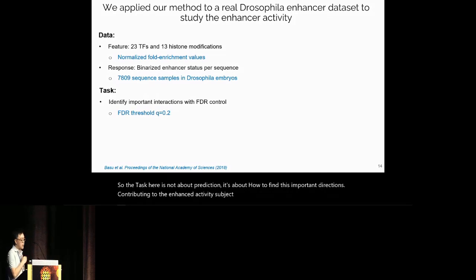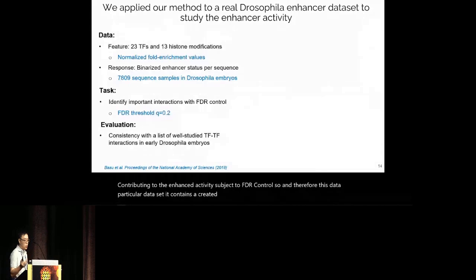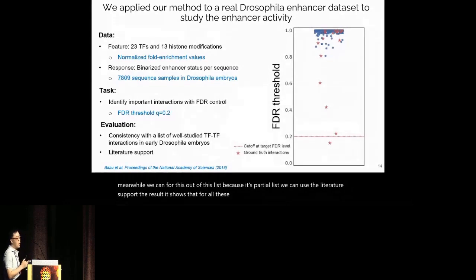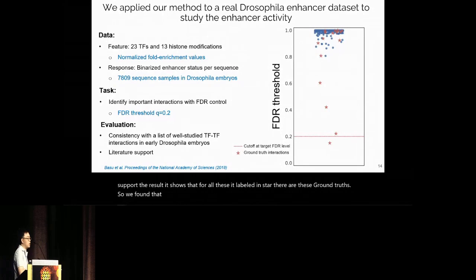For this particular data set, it contains a curated list of ground truth TF-TF interactions. Because it's a partial list, we can also use literature support. The result shows that those labeled with a star are the ground truths. So we found that, indeed, their reported FDR is truly low.